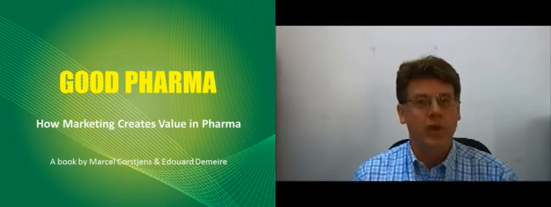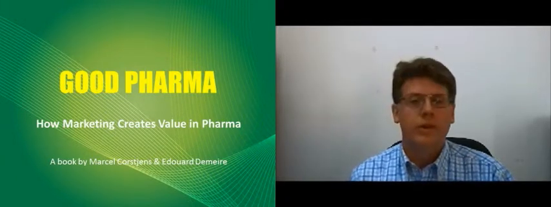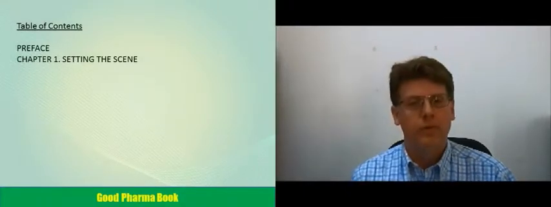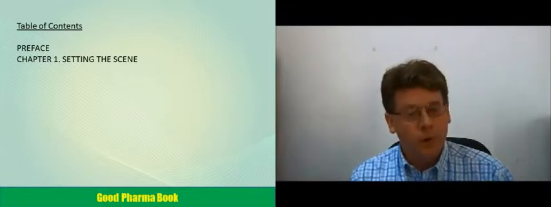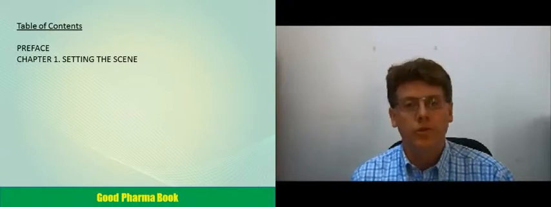This section reviews the table of contents of the Good Pharma book. Chapter 1 starts out by setting the scene. We look at a number of strategic drivers of change in the industry, but we also identify a few drivers that a lot of analysts talk about that we think will not dramatically change the industry.